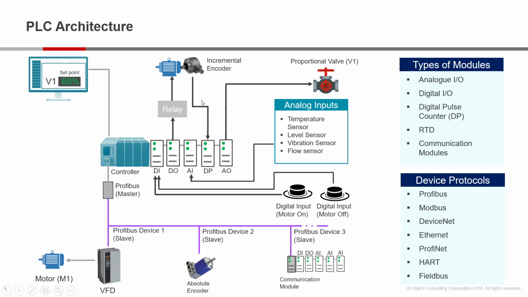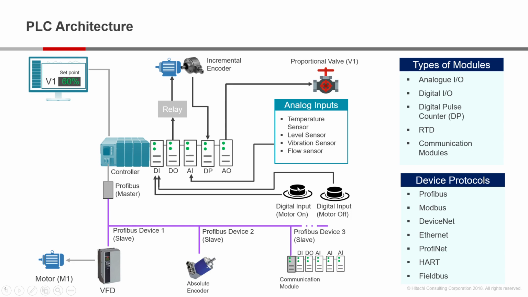Similarly, if I were to explain how this motor would operate, an operator from the HMI can press a button to send a signal to the controller. The controller will then send a signal through a digital output. Because here is a relay, you need a digital output to energize this relay, on the basis of which this motor is switched on. Right. Also you can have digital inputs.